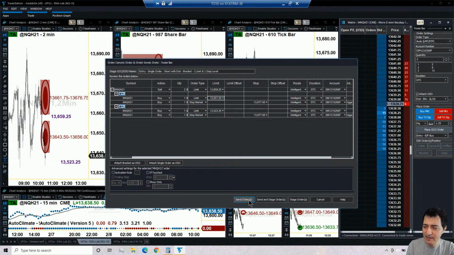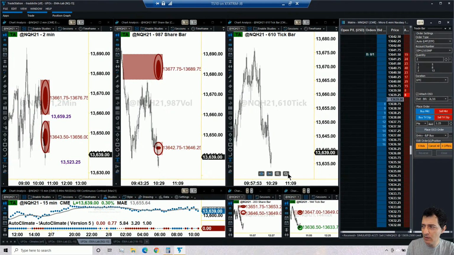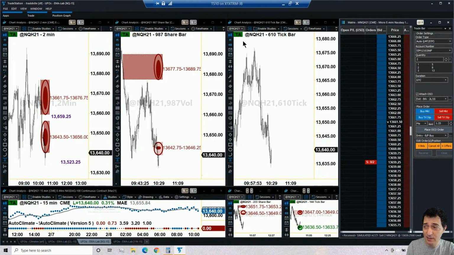So I'm just gonna click send order, and as I click send order and I click yes, now on the matrix, I'm gonna explain it here, so you can see how we don't see it on the chart, because the chart is the NASDAQ, where the matrix is the micro NASDAQ. So you can see how 659 is my entry, where 677 is my buy stop.